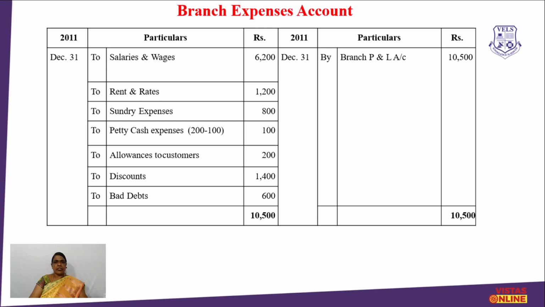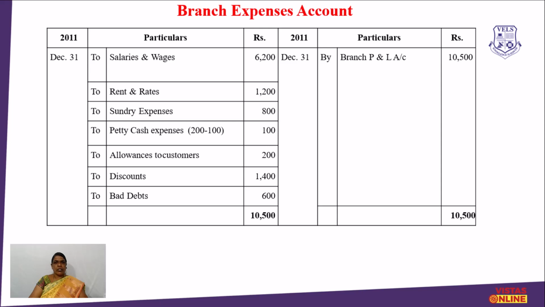Salaries and wages 6,200. They have given in the question. Then rent and rates 1,200. Sundry expenses 800. Then petty cash expenses, they have spent only 100 rupees. Okay. Then allowances to customers, they have given 200. Then discount 1,400. Bad debts 600. Okay. This amount we will transfer to the profit and loss account.